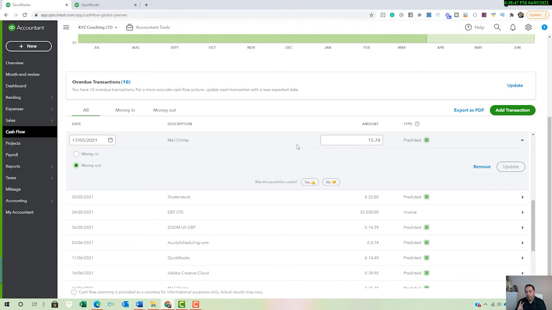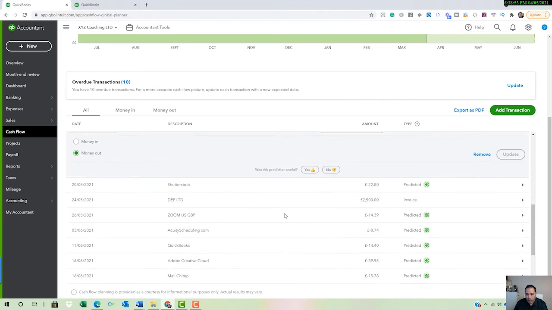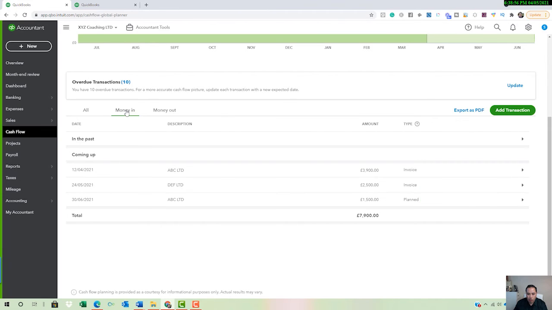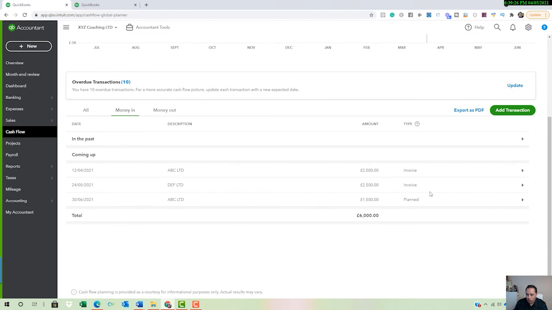So let's move on to scenario number 3. Now you just found out you got a call from ABC Limited that they won't be able to pay $3,900 on 12th of April. So they need to update this one. Although the invoice value is $3,900 and it was due on 12th April, they say they can only pay £2,000 and they will pay the remaining balance on or after 30th of June.